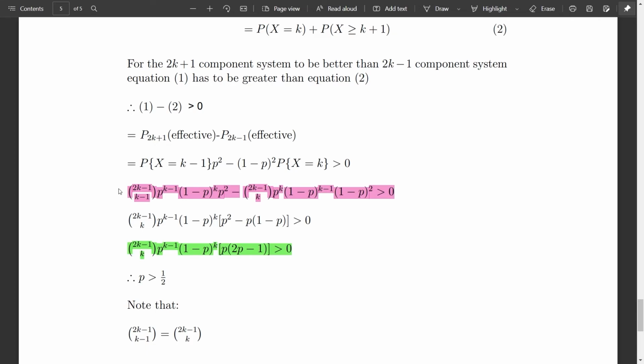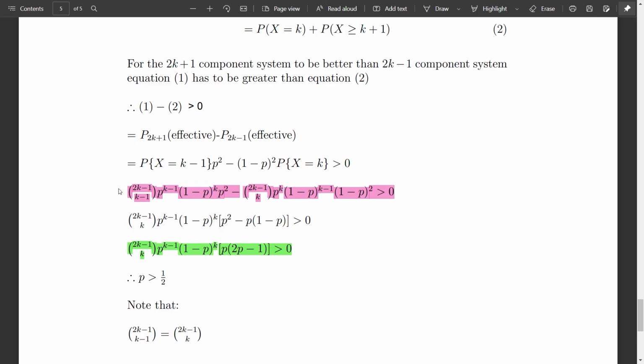Note that in the equation highlighted with pink color, we can observe that we had two binomial expressions, one of 2k minus 1 choose k minus 1 and the other of 2k minus 1 choose k. But effectively, both of them are equal, so we can take them common in the next step. Further, in the step highlighted in green color, we have a term of 2p minus 1, from which we can calculate the inequality p greater than 1 by 2.